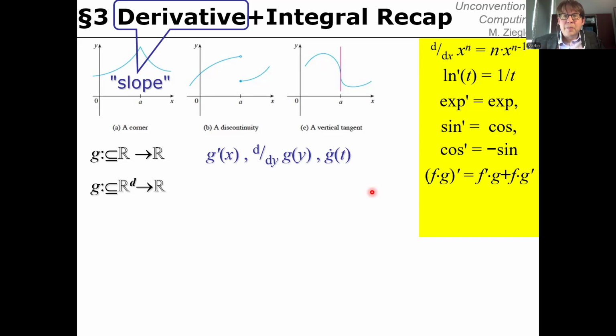You remember that? And then there's an important rule for the derivative of a composition. Taking the derivative of the composition, f after g, is f prime of g times g prime. Yeah, I'm sure you all learned that. So this is indeed just a recap.